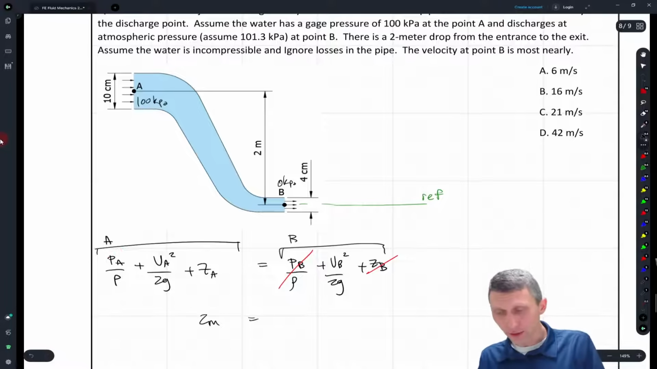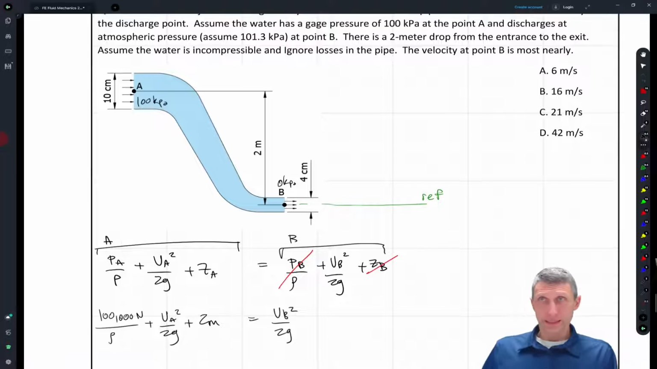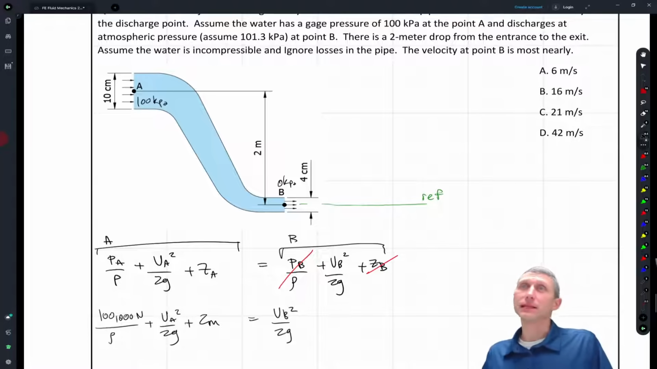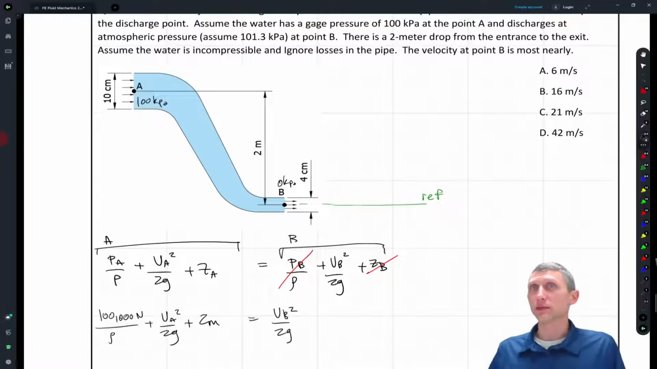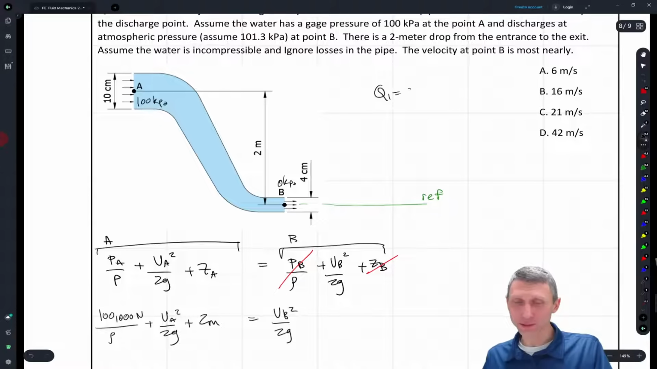And we know, what else do we know? That's about it. So we know our 100 kPa. Again, I like to convert everything, so I'm going to keep this 100,000 newtons divided by rho of water plus VA squared, we don't know the V, over 2G, plus 2 meters equals VB squared over 2G. And somebody out there is just saying, but we still have 2 unknowns, and you're right, we still have 2 unknowns.